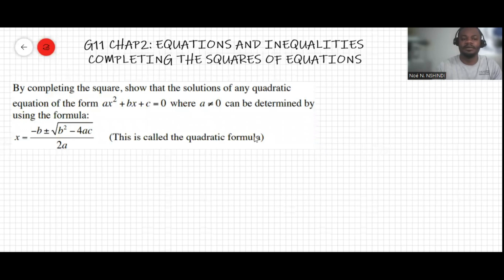The question says here, by completing the square, show that the solutions of any quadratic equation of this form, where a is different than 0, can be determined by the formula that we see here. This is called the quadratic formula.